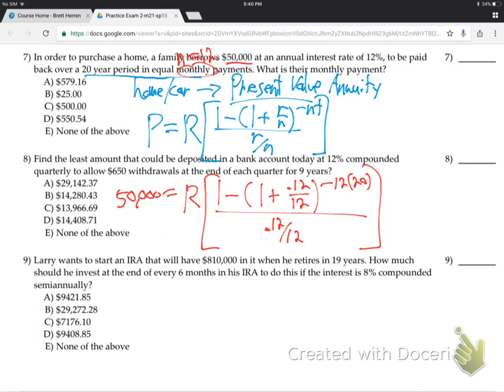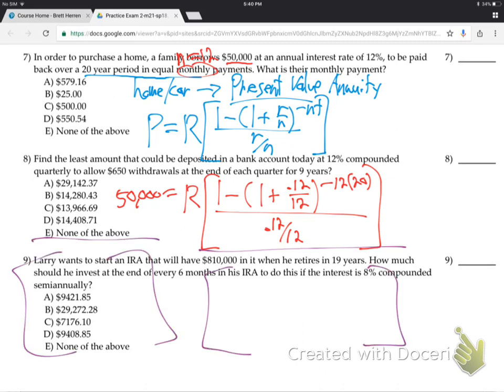So there we go. You got to solve that equation for R, which means you have to divide by that whole chunk on both sides, canceling it out, solving for R. It's 50,000 over that whole chunk. And so when you do that, you should get the answer D there, 550.54.